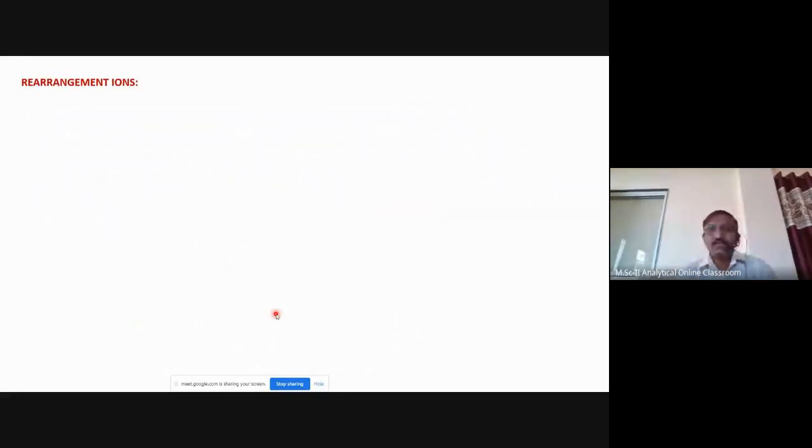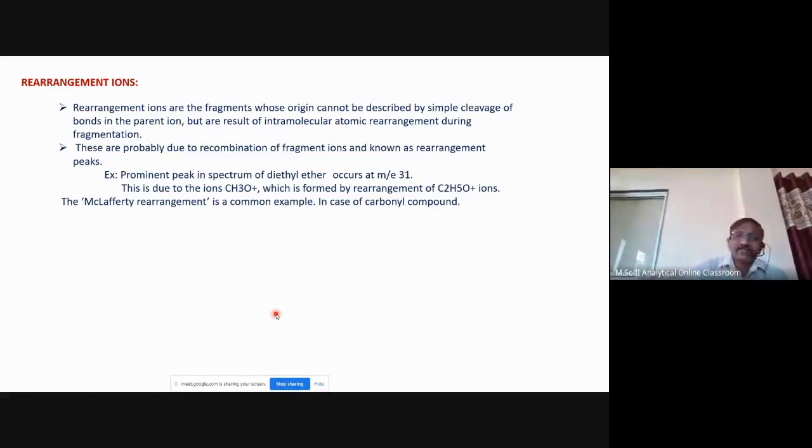Now the rearrangement ions. In the molecular ion, once we get bombardment of electrons, it undergoes further fragmentation, and one of the fragment ions is the rearrangement ion. These are fragments whose origin cannot be described by simple cleavage of a bond in the parent ion, but result from intramolecular or intermolecular rearrangement during fragmentation. The prominent peak in the spectrum of diethyl ether is 31, and this is due to the CH3O+ ion, which is formed by the rearrangement of the C2H5O+ ion.